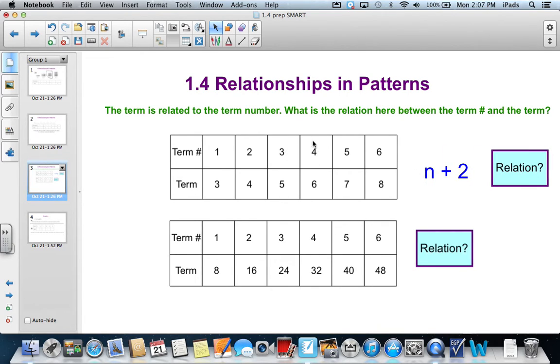If 4 is my n, the term number represents n, 4 would go in over here for my n. 4 plus 2 is 6. 5 plus 2 is 7. 6 plus 2 is 8.